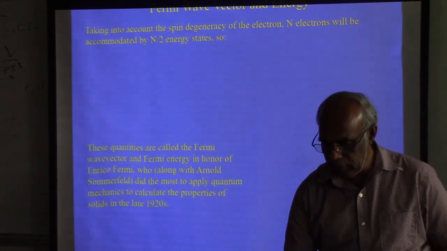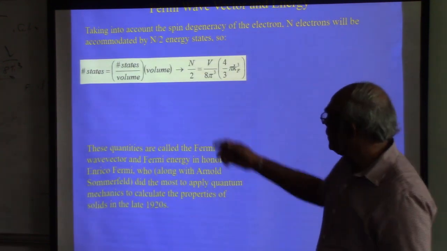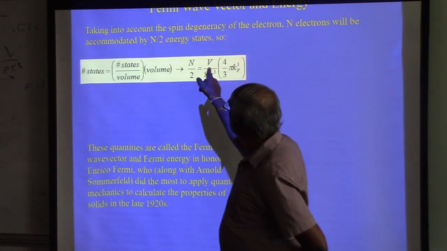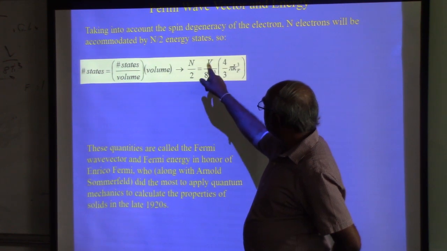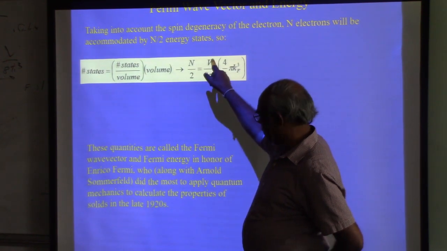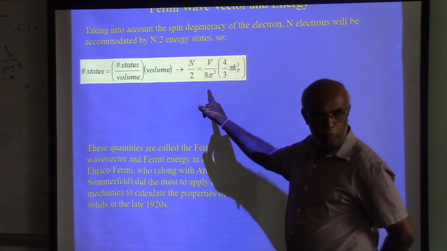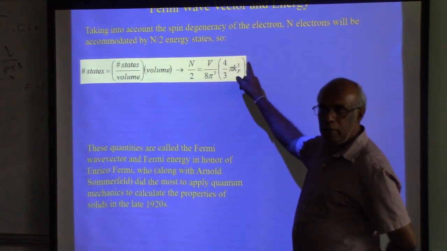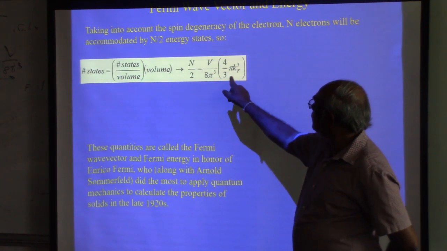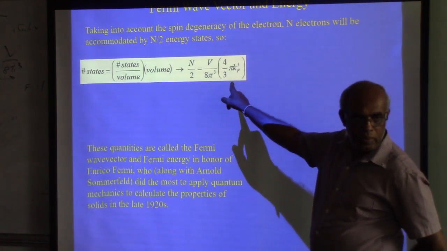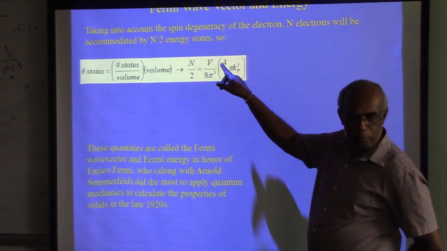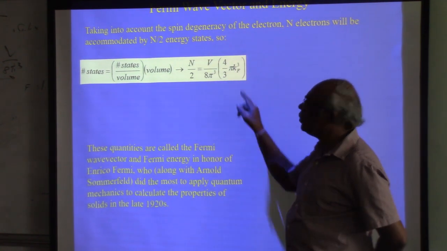So then you can easily calculate that number of states. This is the total number per k space, right? Then you multiply by the volume of the Fermi sphere. So what will this give?